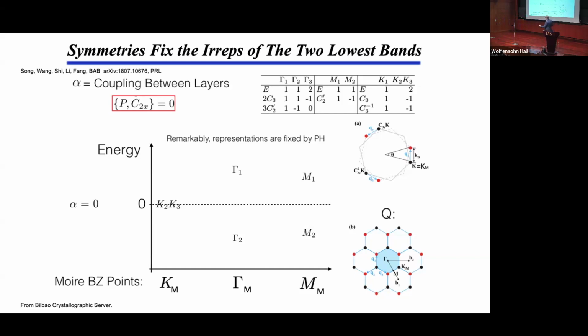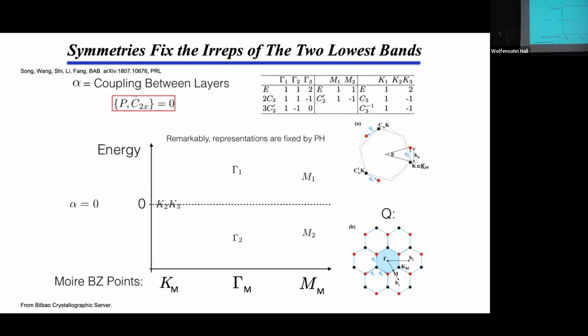So basically, the moral of the story goes as follows. How do you prove that these are topological? Well, you look at the representations at high symmetry points. And these are all graphene. You see the small moire. So at the K point, this is the K point of the moire. This is the K prime point of the moire, which is the K of the upper layer of graphene and the K of the lower layer of graphene.